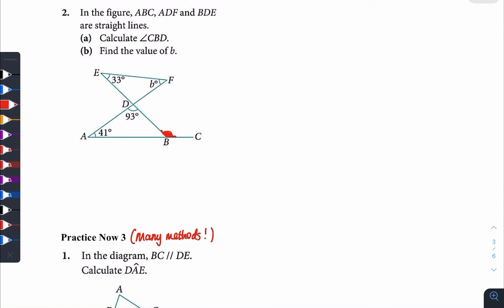As you can see, CBD is very conveniently an exterior angle. So the exterior angle is the sum of the interior opposite angles. So 93 plus 41. CBD is equal to 41 plus 93. Write down the reason, exterior angle of triangle, is equal to 134.